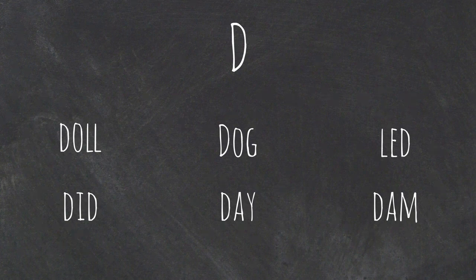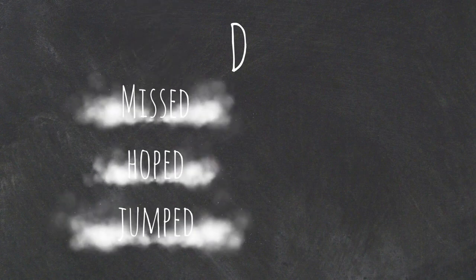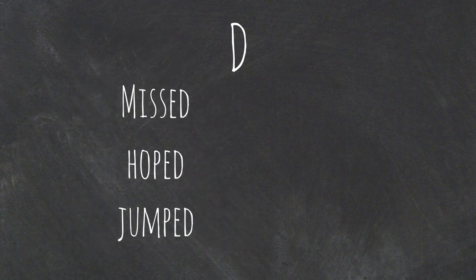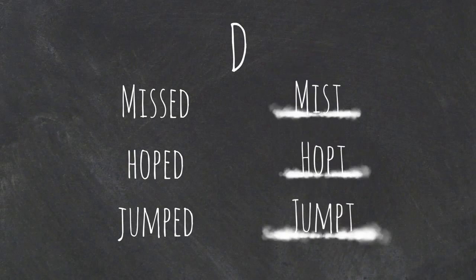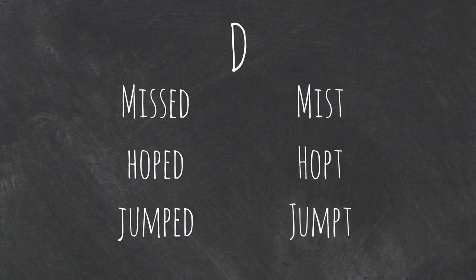But that doesn't mean that D is always as reliable as we would like it to be. So let's talk about that for a minute. Here are 3 words in which we see a bit of a pattern. Missed, hoped, jumped. When we write these words out as we hear them, with the sounds that we hear in them, here's what we end up with. Missed, M-I-S-T, hoped, H-O-P-T, and jumped, J-U-M-P-T. In this case, the D is actually making the sound that we associate with the letter T.